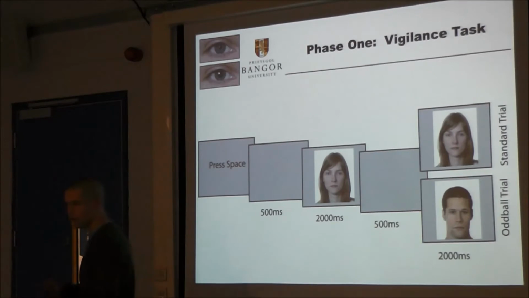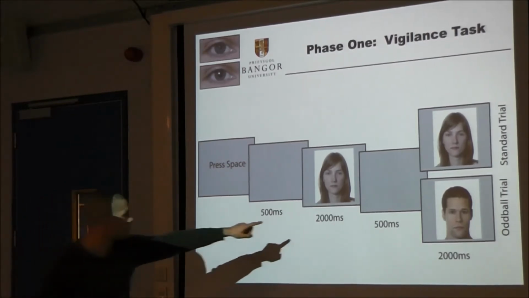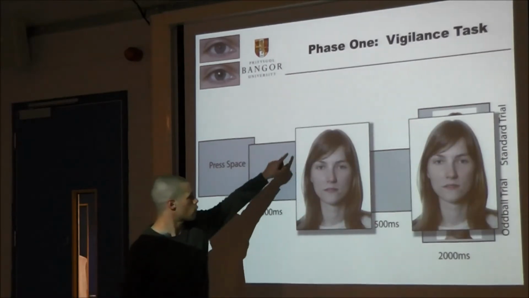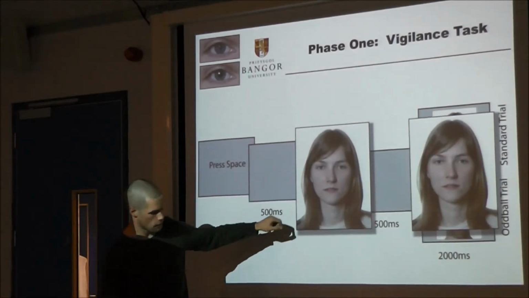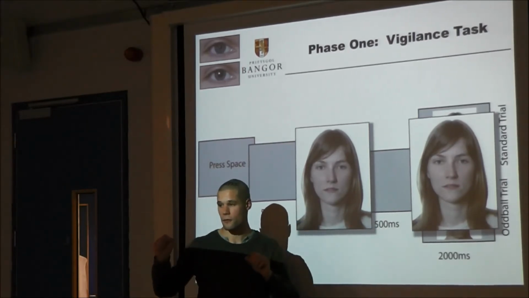The participant's job is just to respond. We tell them it's about sustained vigilance. You're going to do this for 30 minutes. We just want you to be as accurate as you can be. The important thing is that when the faces appear in standard trials, so they're appearing and they're remaining there, after this blank period, at this stage the face always appears with normal sized pupils, and at this stage the face always appears either with dilated pupils or constricted pupils.